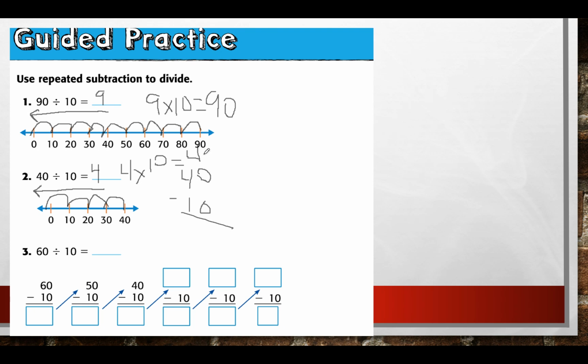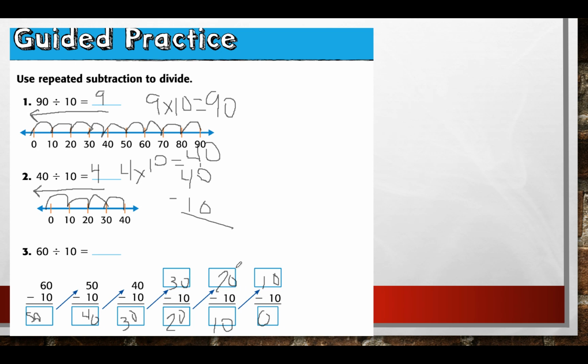All right. And then for the last one, we have 60 divided by 10 to use repeated subtraction. So 60 minus 10 equals 50. And then we had to do it again. So 50 minus 10 equals 40. So I'm going to take 40 and subtract 10 again. So that's going to give me 30. So then I need to write my next number sentence, which would be 30 minus 10 equals 20. Then I'm going to write another number sentence. So 20 minus 10 equals 10. And then I write another number sentence. 10 minus 10 equals 0.